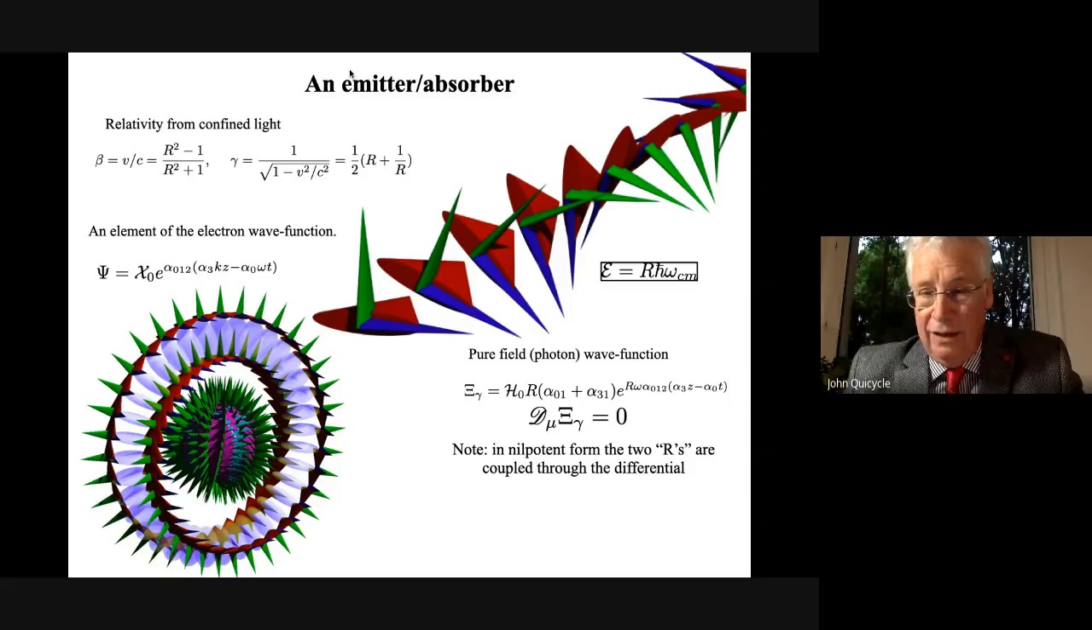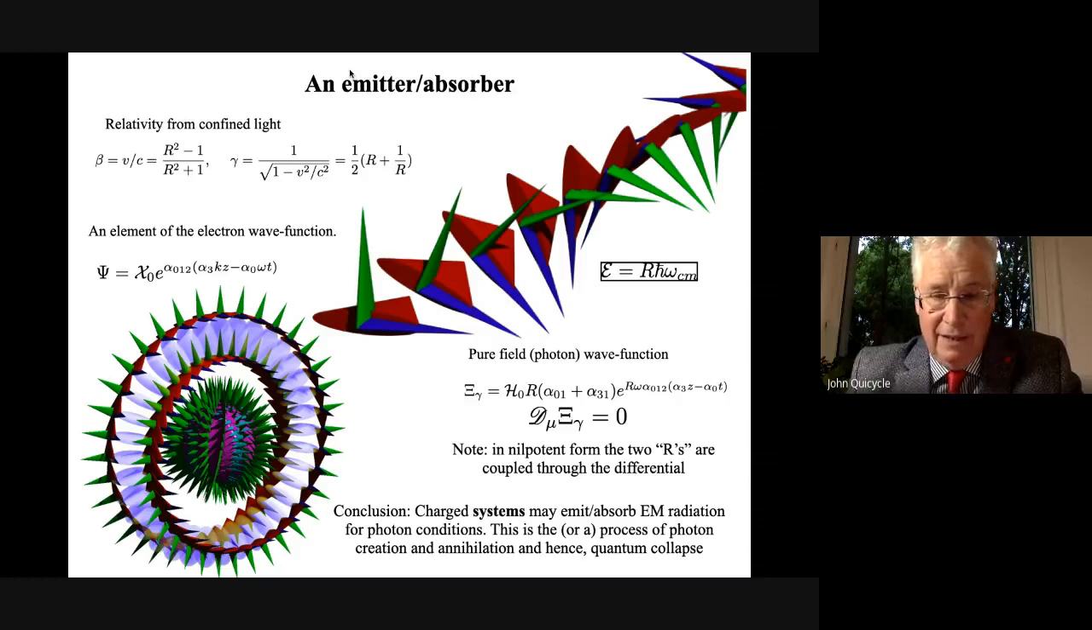So this thing is d mu phi gamma, where phi gamma equals zero. That's just Maxwell's equations again. And the two R's are coupled through the differential. I talked about that already. But the conclusion is that charged systems may emit and absorb electromagnetic radiation for photon-like conditions. And that is at least a process of photon creation and annihilation. Hence, if we consider the photon as a quantum system, and then consider the process of absorption, that is a quantum collapse event.